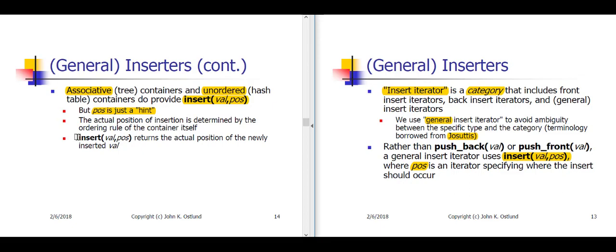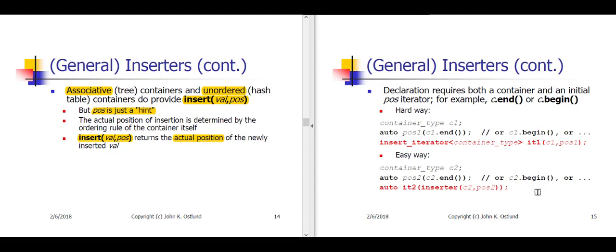Now it turns out that the insert member function does return the actual position, that is, an iterator for where the inserted value was actually placed. Okay, so let's see some examples of general inserters. First of all, we have the usual declaration notation here on slide 15. You can either type out the full-blown type description, insert iterator with the container type in angle brackets, or much more commonly use auto and create an inserter for some container starting at some initial position.